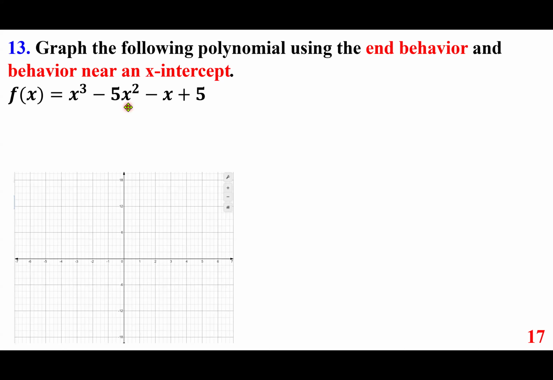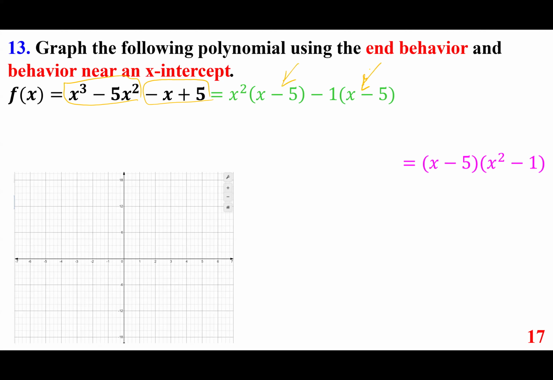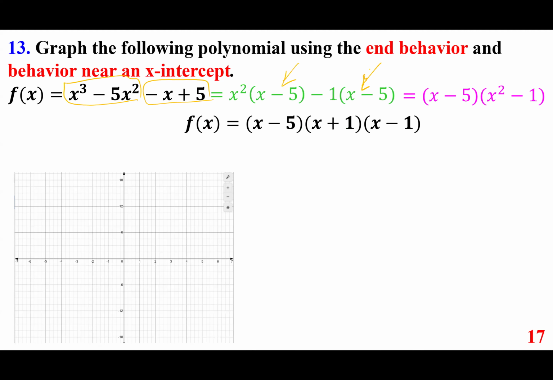Okay. So the very first thing we try to do, let's put it in factored form if possible. If we put these two together, we can say x squared times x minus 5. And this one, just take the negative one out. The reason we do that, we are looking for this common factor. So it's x minus 5 times whatever is left, which is x squared minus 1. And as you know, x squared minus 1 is x plus 1, x minus 1. So we already have all the x-intercepts.